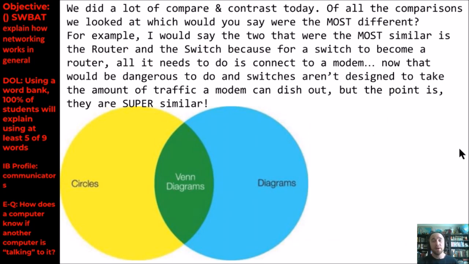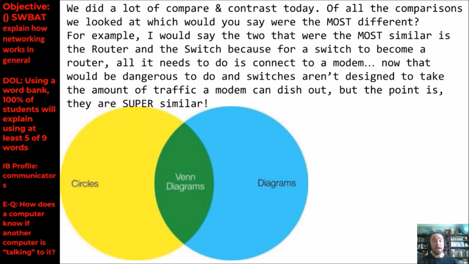So we did a lot of compare and contrast today. Of all the comparisons we looked at, which would you say were the most different? My example would be the router and the switch, because for a switch to become a router, all it needs to do is connect to a modem. Now that would be dangerous to do, and switches aren't designed to take that amount of traffic. A lot of them aren't. But the point is, they are super similar.